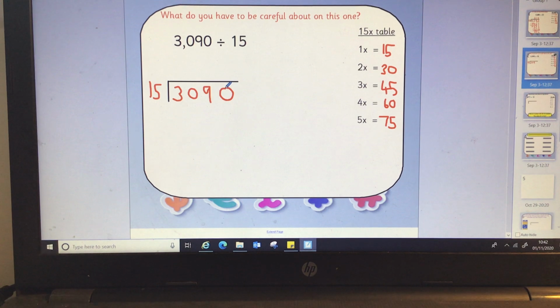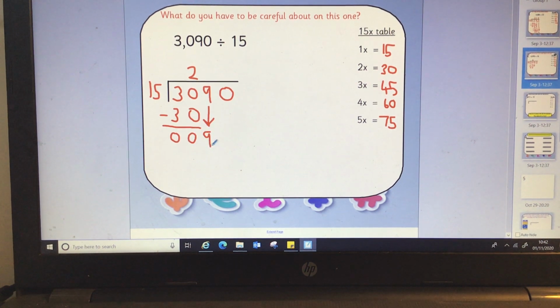I wonder if anyone spotted in this one the part that you had to be really careful with. First of all then, 15's into 3, we can't do that, can we? So we move across and we look at 30. How many 15s can we get into 30? Well, it's 2 lots exactly, isn't it? So 2 lots we put on top. We place those 2 lots, 30, underneath the previous 30 and subtract it from the numbers above. We know that 0 take off 0 leaves us with 0. 3 take off 3 leaves us with 0. And then our next number drops down.